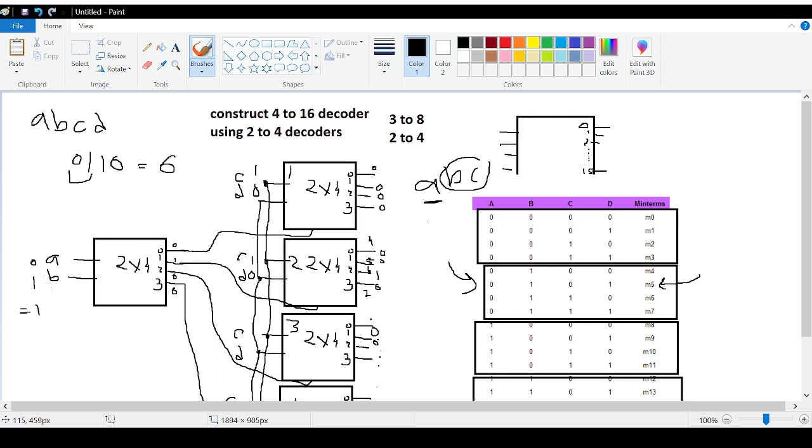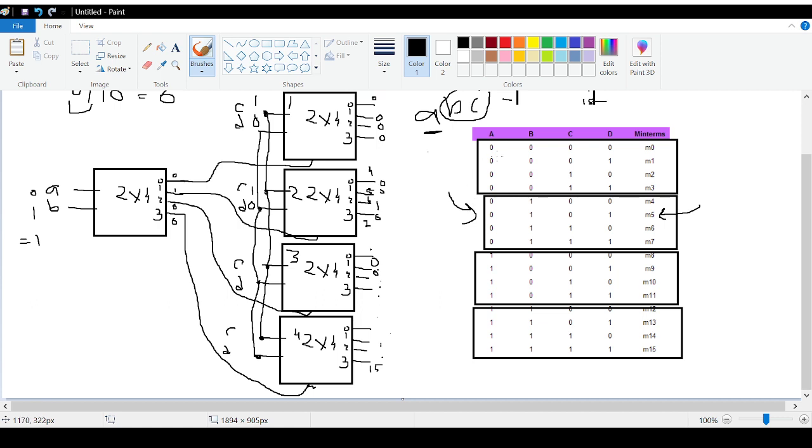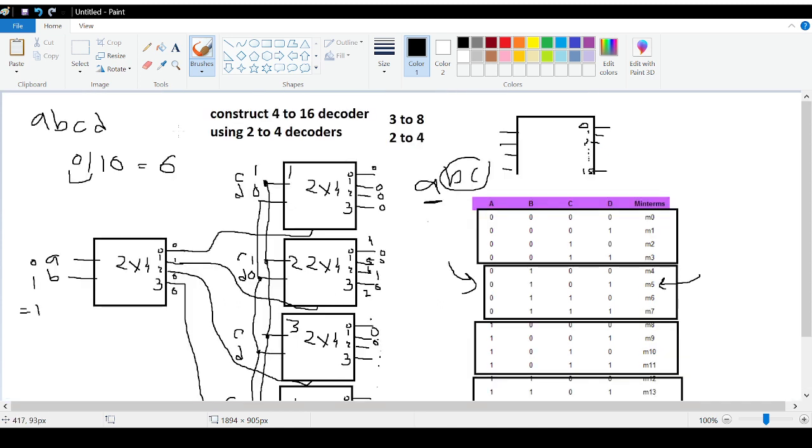But when I have AB, I have 4 combinations. That's why with AB there can be 4 different combinations. So when AB is 0 0, this decoder will show the output. When AB is 0 1, this decoder will show the output. So we're using the combination of AB as the enable bit. Anyway, this one was tricky. This was the construction for 4 to 16 decoder using 2 to 4.